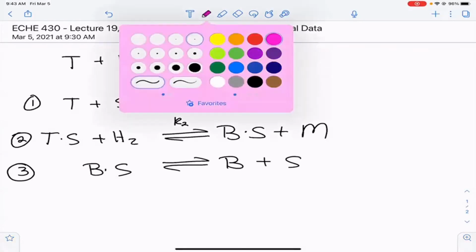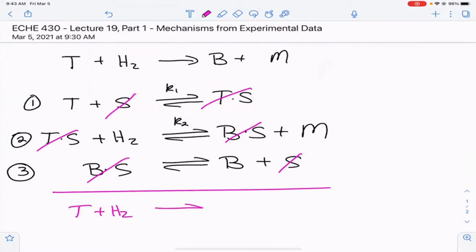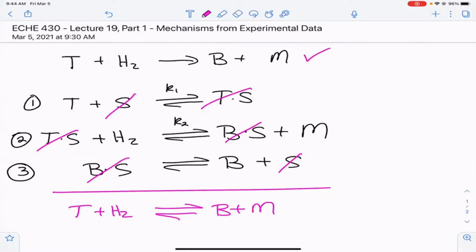And if we wanted to think about this as an overall reaction, right? That site is going to cancel, the adsorbed toluene is going to cancel, the adsorbed benzene is going to cancel, and here we get T plus H2 gives us B plus M. Now, an interesting thing here is that this reaction and this are not exactly the same, because the mechanism that we're supposed to look at is irreversible. But the thing that we've written here is completely reversible.